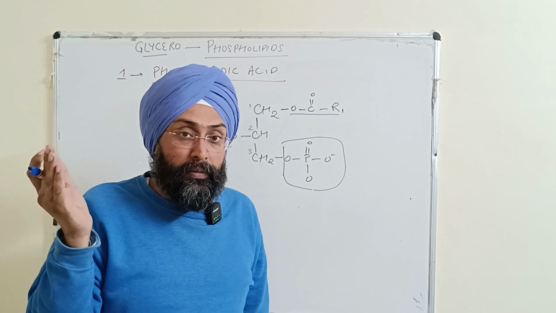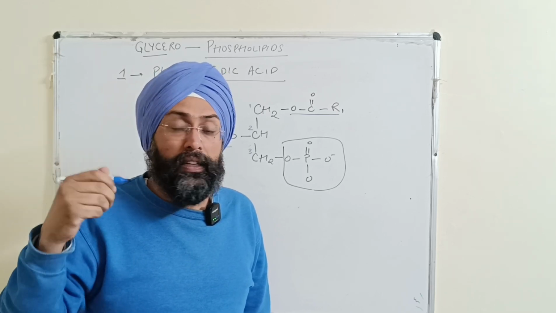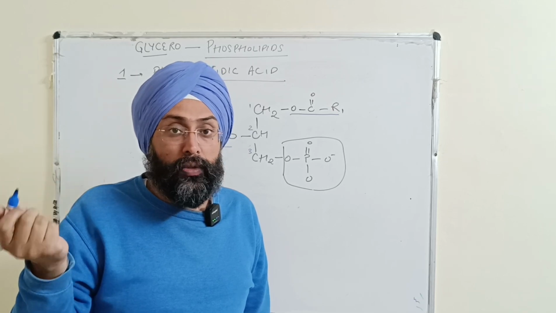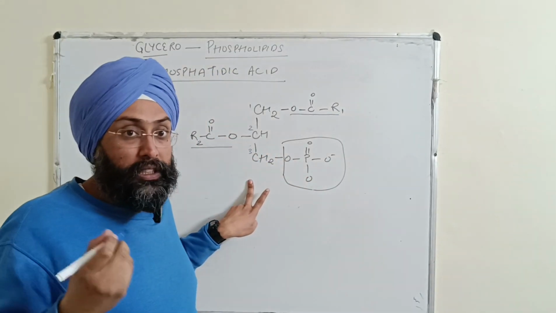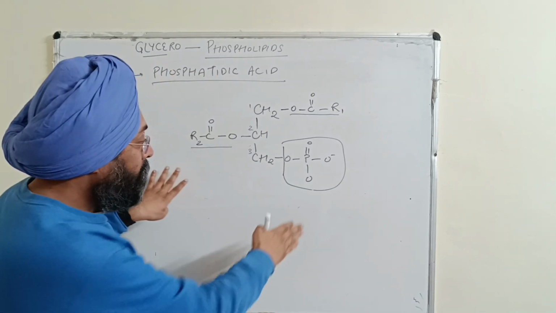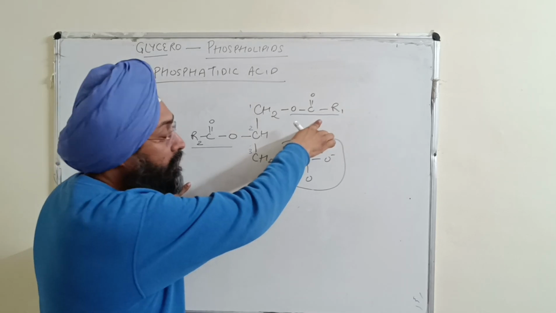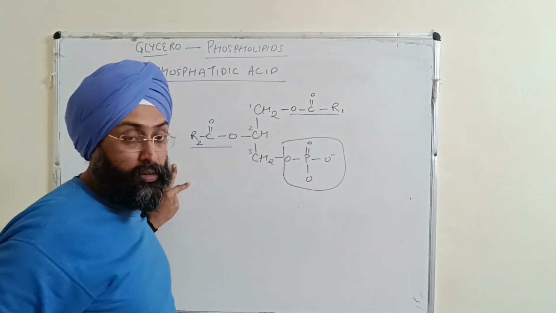Like in carbohydrate metabolism, we have the basic molecule, glucose, from which we can synthesize all the different carbohydrates. In the same manner, phosphatidic acid is the basic molecule from which we can synthesize further types of glycerophospholipids. It contains fatty acid at carbon 1 and 2, and at the third carbon, it contains a phosphate group.